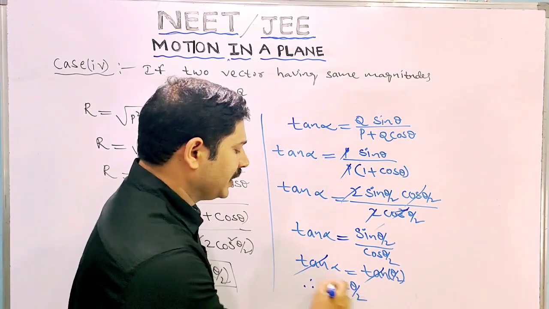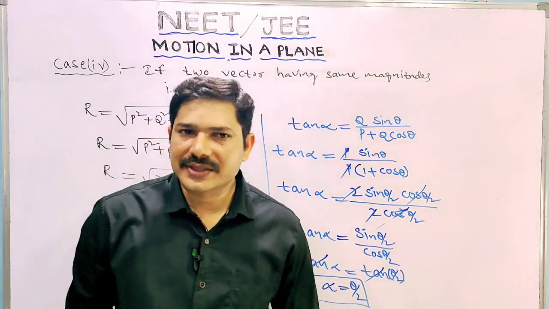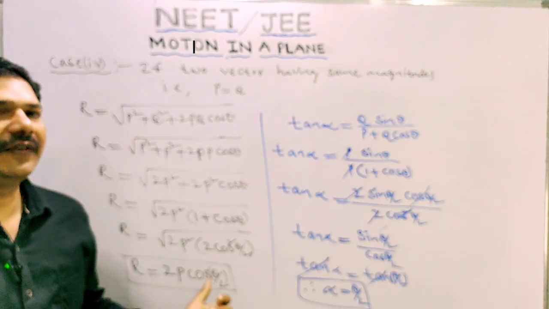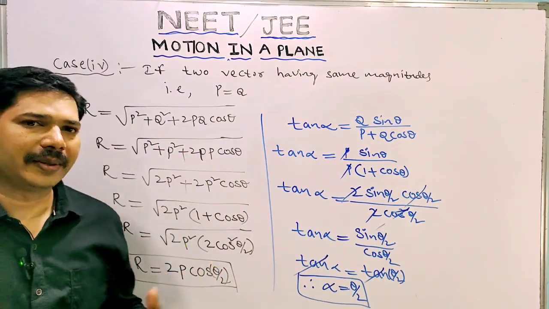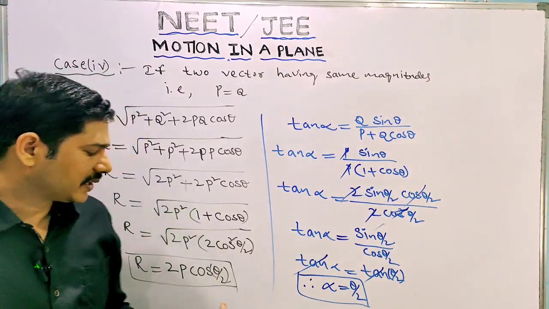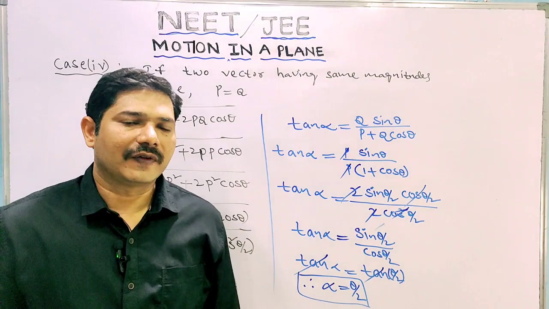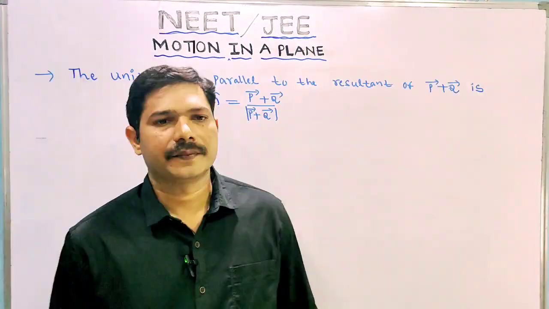Alpha equals theta by 2. So when both the magnitudes are the same, if they mention the resultant formula, we can take it directly. No need to solve this whole thing. You can directly remember the shortcut methods. What is the formula? 2P cos theta by 2, and alpha, the direction, equals theta by 2.